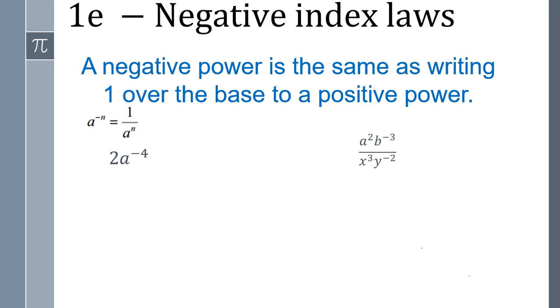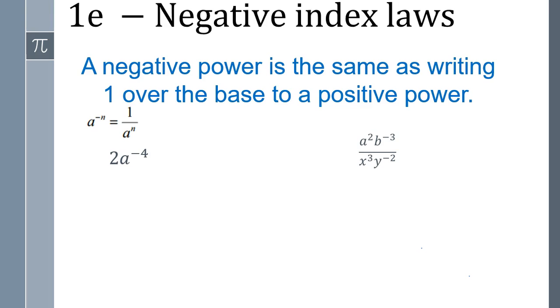So our fifth and our sixth index law is where it starts getting a little bit tricky, and this is normally where the mistakes start getting made. So the fifth index law is negative powers. A negative power is the same as writing the inverse of that. So it's the same as writing 1 over the same base to the positive power.